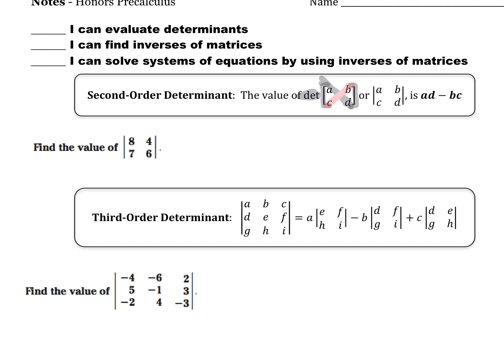Let's do that right here. What would be black diagonal minus red diagonal here? Black minus red. 48 minus 28 equals 20. That's my determinant.